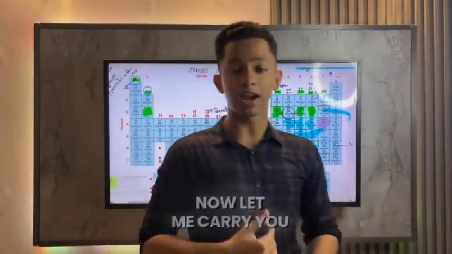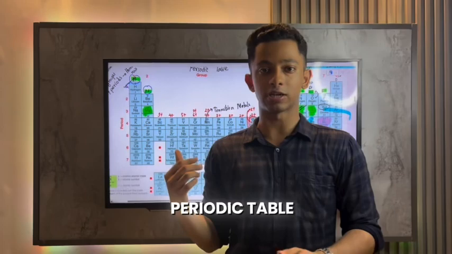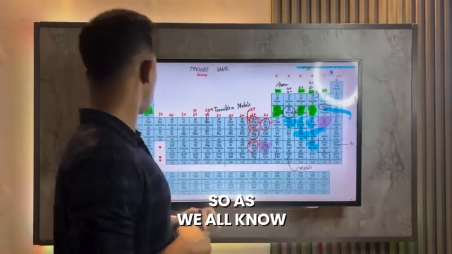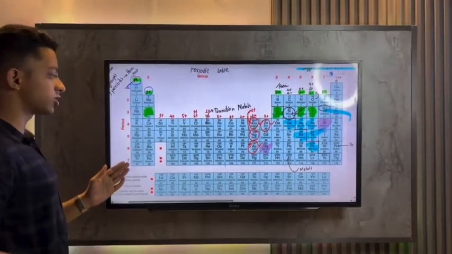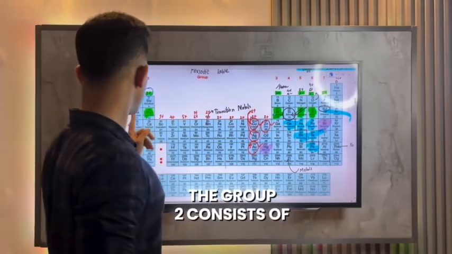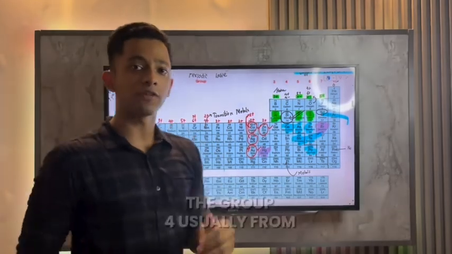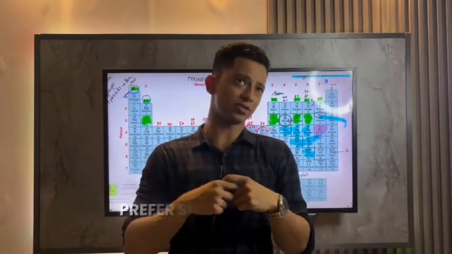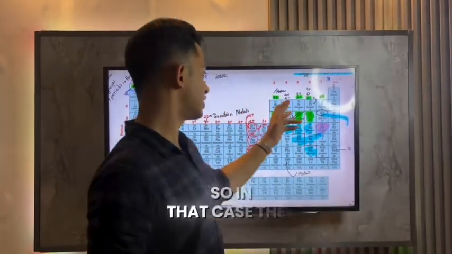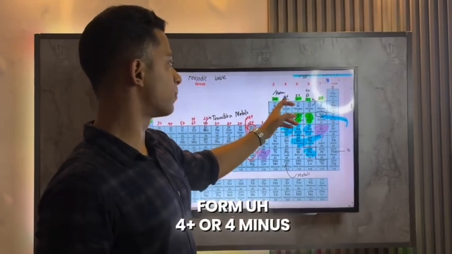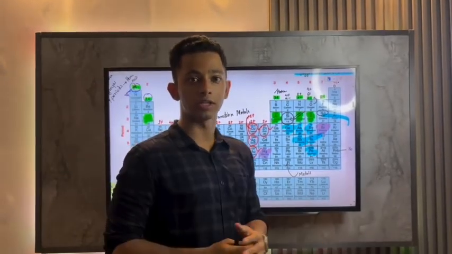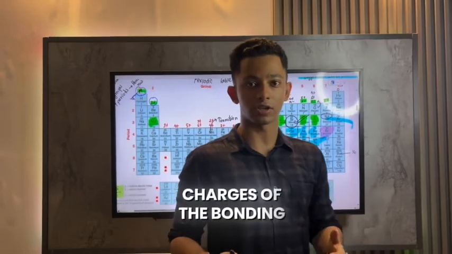Now let me carry you through the charges of the periodic table. As we all know, group 1 forms a +1 charge, group 2 forms +2, group 3 forms +3, and group 4 usually forms covalent compounds, so they prefer sharing electrons. In that case they form 4 plus or 4 minus if you just talk about the bonding electrons or the charges of the bonding.